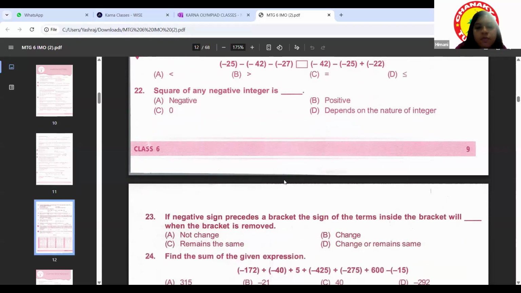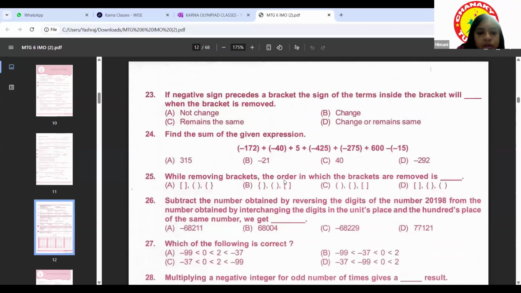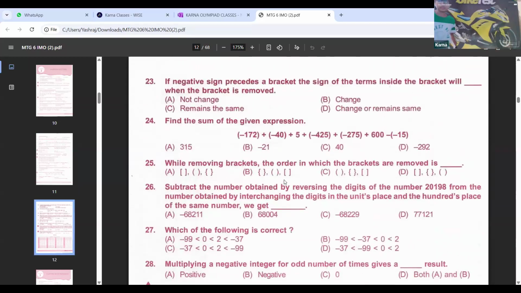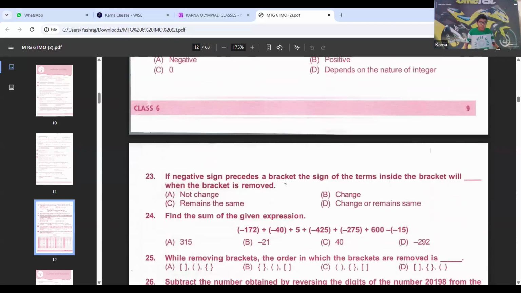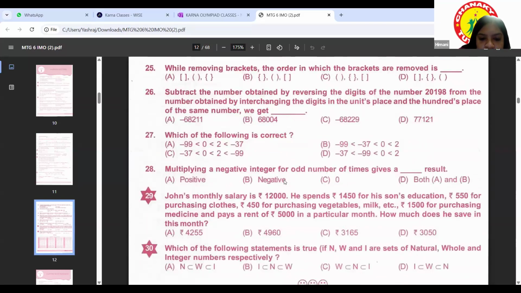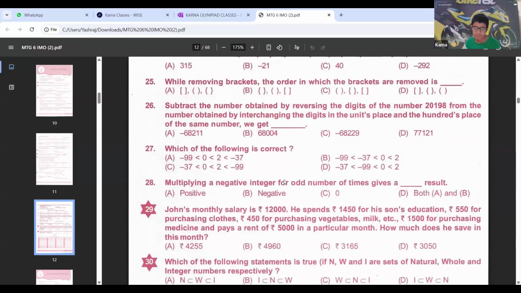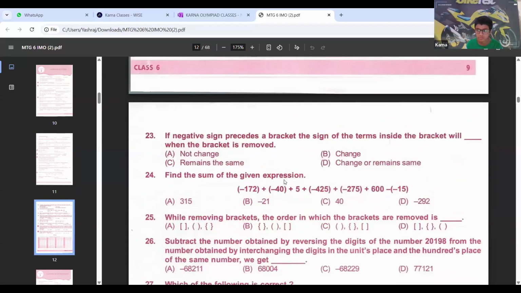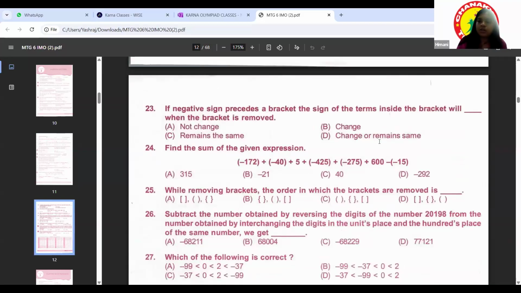Okay, so now can we move ahead? Yes, ma'am. We have 7 more questions. Do we do them together, or do you want them for homework so we can start the theory? No, ma'am, we will do it together. Okay, fine. Start from the 23rd question.